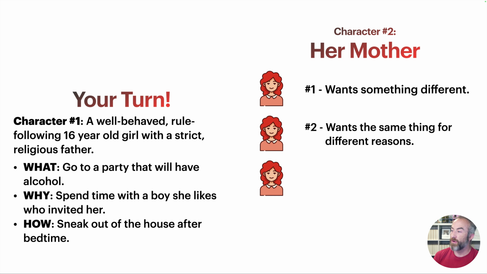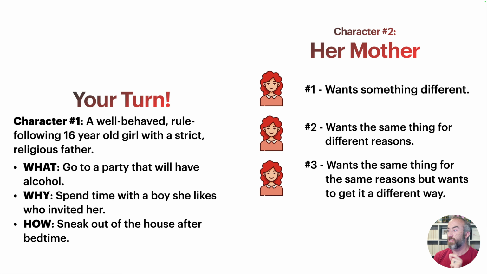And then the third, put number 3, she wants the same thing. She wants the daughter to go to the party, and she wants it for the same reason. She wants the daughter to be able to spend time with this boy she likes, but she wants her daughter to go about it in a different way. So what is that different way that the mother wants?